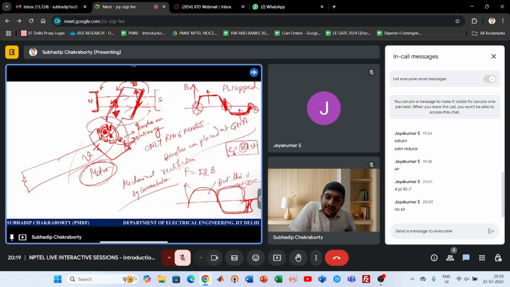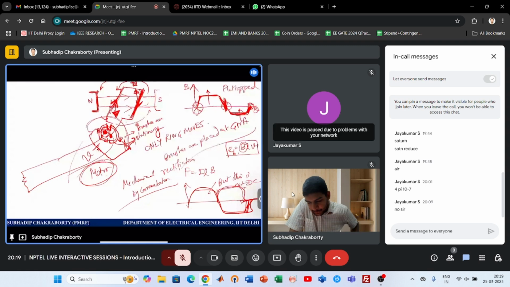The induced EMF and the current always try to oppose the flux. That is what you call armature reaction. By nature's law, any action tries to oppose its source cause. So this current also tries to oppose the main flux, and that is what you call armature reaction. It always tries to decrease the net flux.